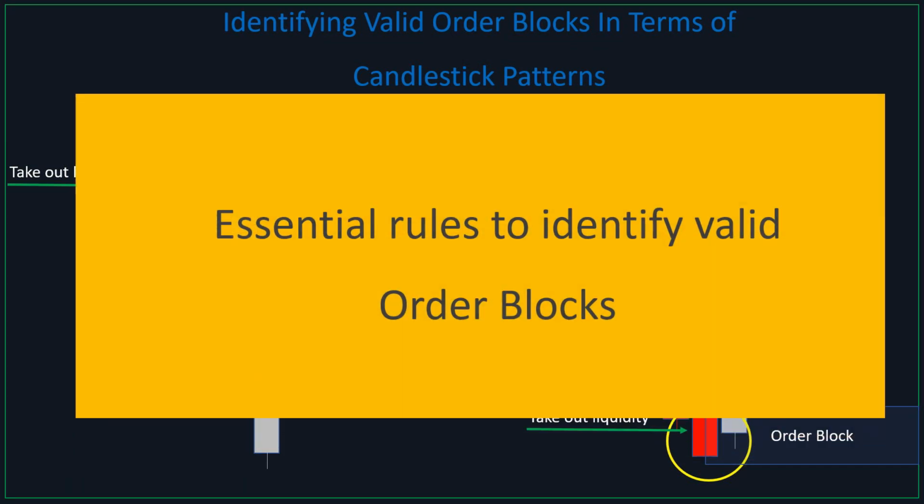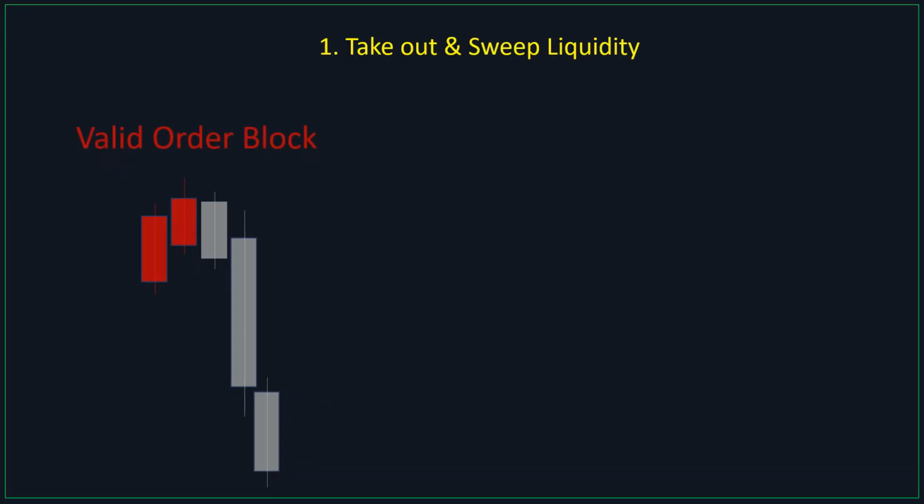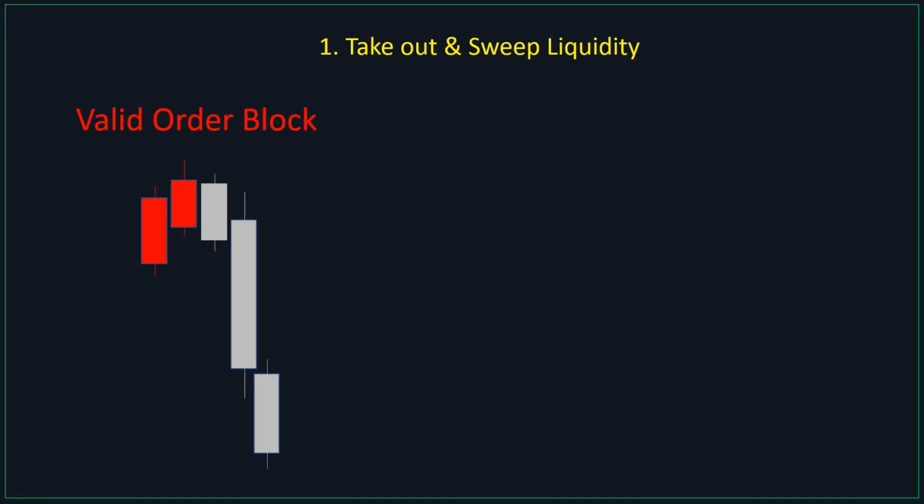So now we're going to be explaining the essential rules to identify a valid order block. Rule number one is that price must take out and sweep liquidity. Price must take out and sweep liquidity.